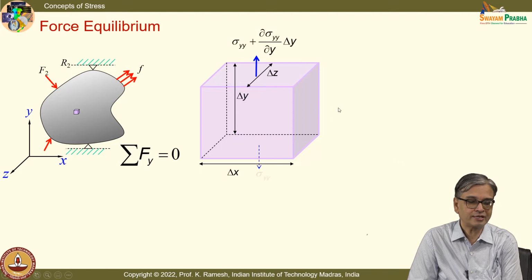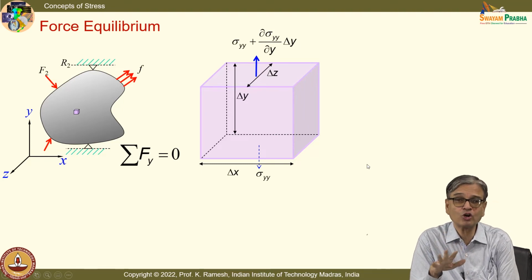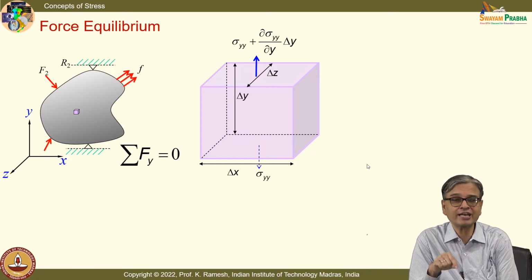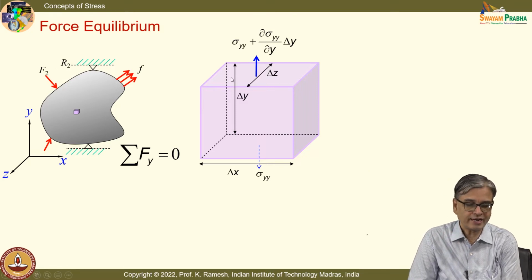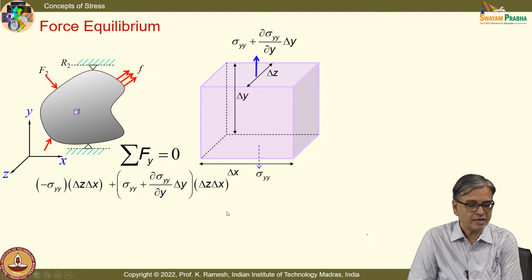So I put what happens on the y plane. I have sigma yy and sigma yy plus dou sigma yy by dou y into delta y. You should understand how we have got this. We have to look at which direction we are varying on, and write the Taylor approximation comfortably. So I can write the relevant forces for summation that is given in the screen, and we will do it on the other faces.